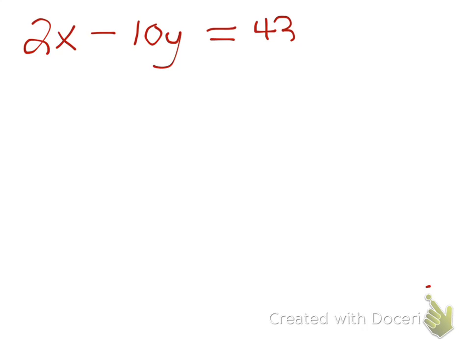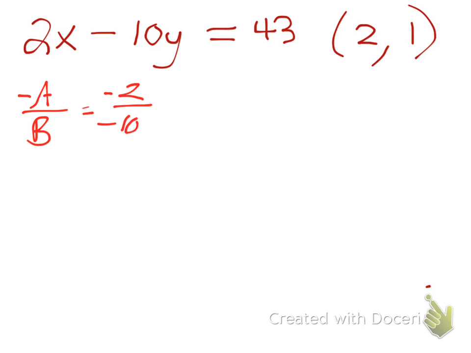And let's say we had a more complicated scenario. So what if we had 2x minus 10y equals 43, and we had to go through the point 2, 1. So first off, we would need to find the slope, and if you use the little negative a over b trick, we're looking at negative 2 over negative 10. So the slope of the original line is 1/5.